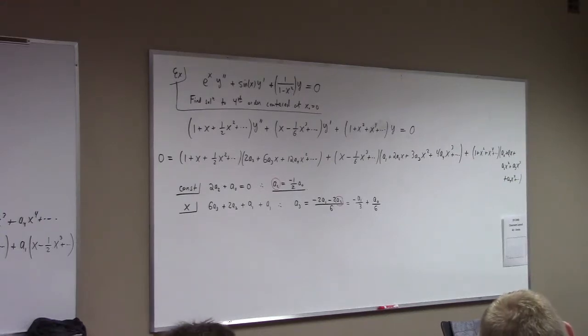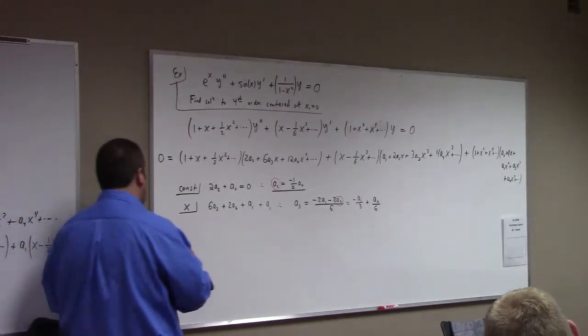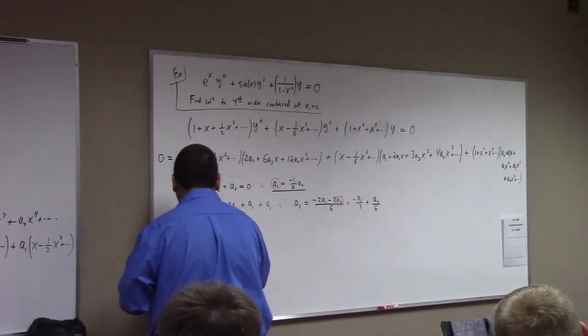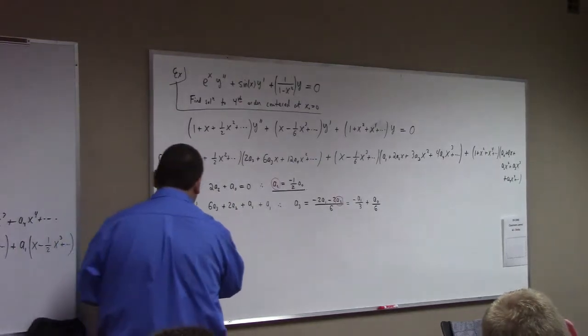At this point, I've already got the solution to third order, because I know what a sub 3 is. I think this is the funny thing, right? We only looked at the x coefficient, but it got us the third order solution. That's kind of neat, isn't it?